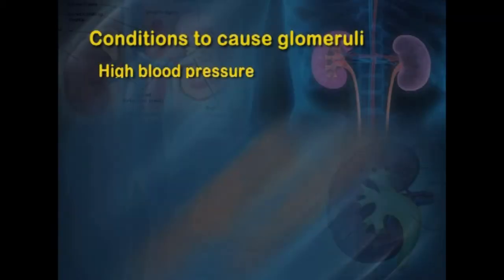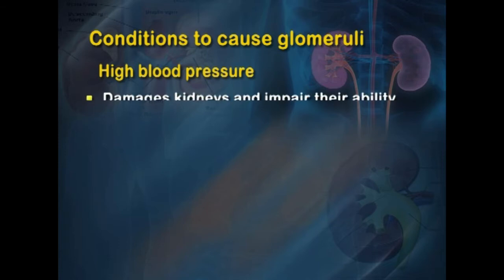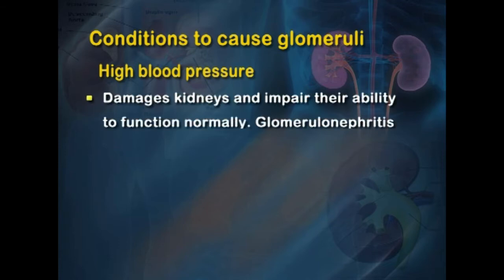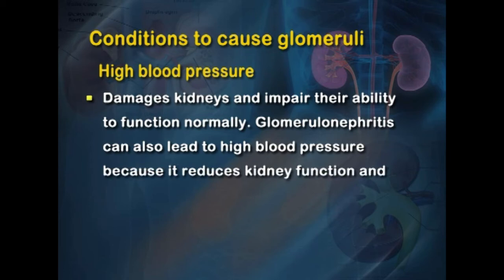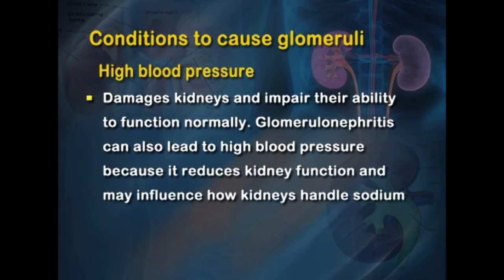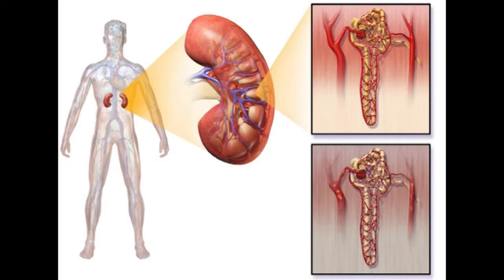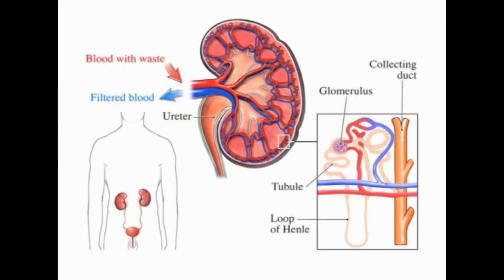The conditions which are likely to cause scarring of the glomeruli: one could be high blood pressure. It damages kidneys and impairs their ability to function normally. Glomerulonephritis can also lead to high blood pressure because it reduces the kidney function, and it may also influence how the kidney handles sodium. The kidney has to reabsorb sodium as a normal function, but when the functioning is altered, it can precipitate too much retention of sodium and water, and that could cause elevation of blood pressure.